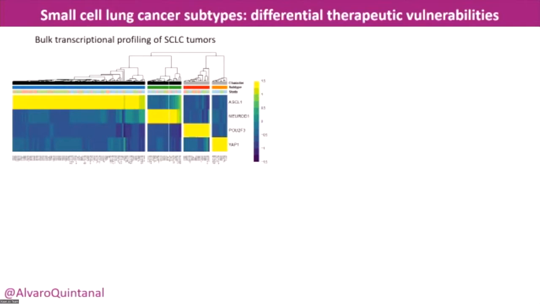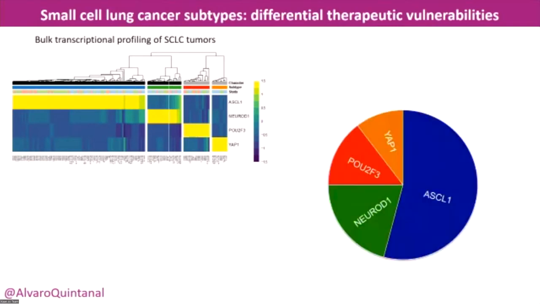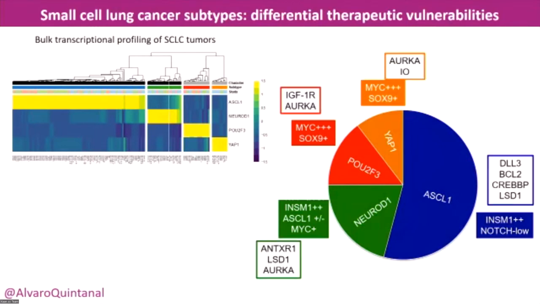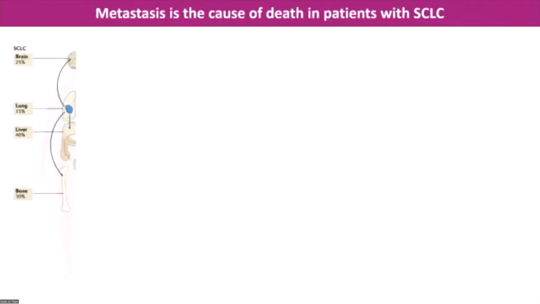We have identified 4 main subtypes, which are defined by the dominant expression of 1 out of 4 transcription factors: ASCL1, NEUROD1, POU2F3, or YAP1. This is important because it's the start of defining subsets of patients, each of which shows differential expression of genes that may be therapeutic vulnerabilities, and those may respond differently to a concrete targeted therapy, similar to what we see in adenocarcinoma. But we're not there yet.